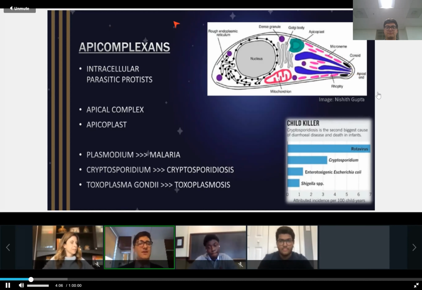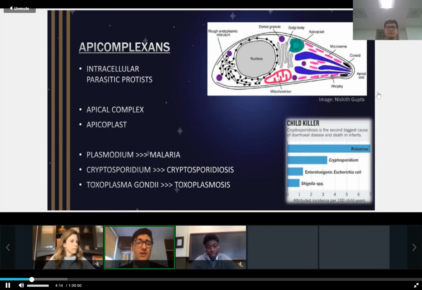And the other thing is an apicoplast, which you can see is right here, this green organelle here. All apicomplexans except for Cryptosporidium have an apicoplast. And what this is, it's a plastid that doesn't photosynthesize, even though it originated from algae, but it's really important in fatty acid synthesis and other metabolic pathways.